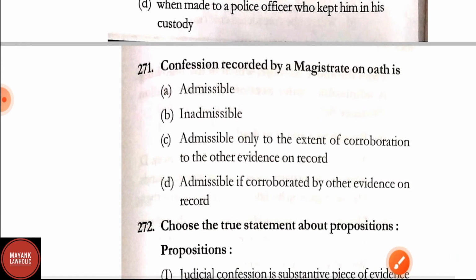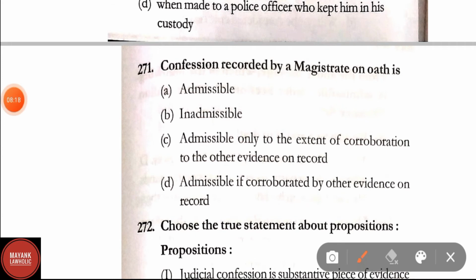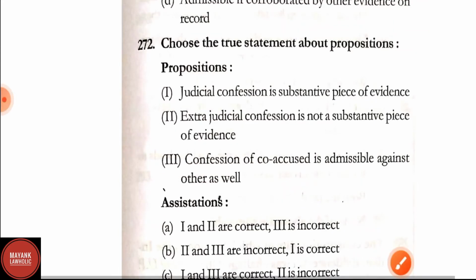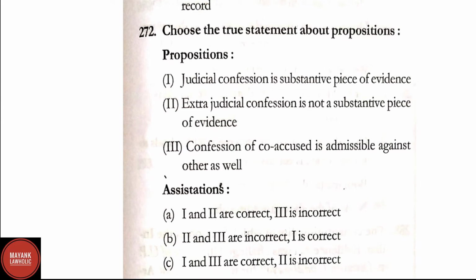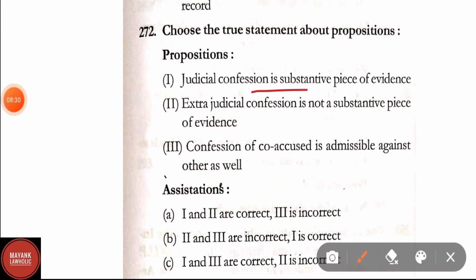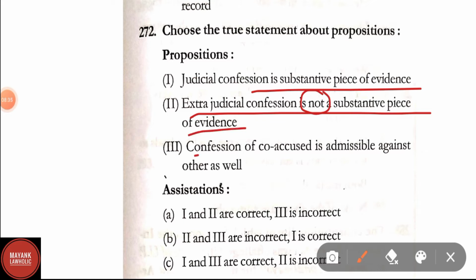Question number 271. Confession recorded by a magistrate on oath is. Correct answer is inadmissible. Question number 272. Choose the true statement about the propositions. First, judicial confession is substantive piece of evidence. Second, extrajudicial confession is not a substantive piece of evidence. Third, confession of co-accused is admissible against others as well. Here options are: first and second are correct, third is incorrect; first and third are incorrect; first is incorrect; first and third are correct and second is incorrect.